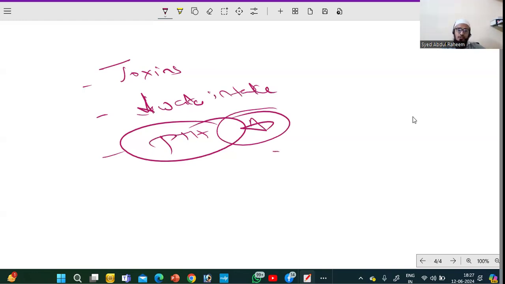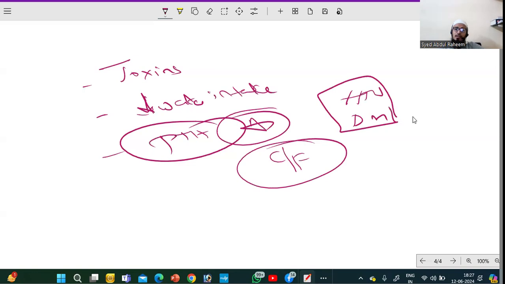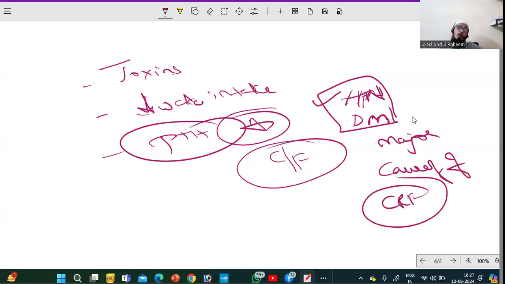So what are the clinical features? The reasons are very simple, but they have to be controlled. It is very important. The main cause nowadays is hypertension and diabetes mellitus. Hypertension and diabetes mellitus are the two major causes of chronic renal failure, because they are prolonged for many years.